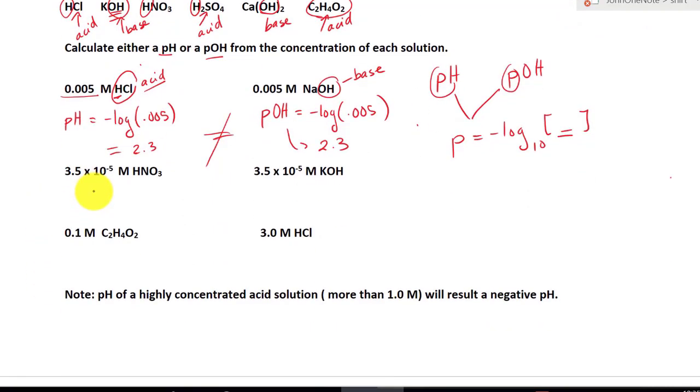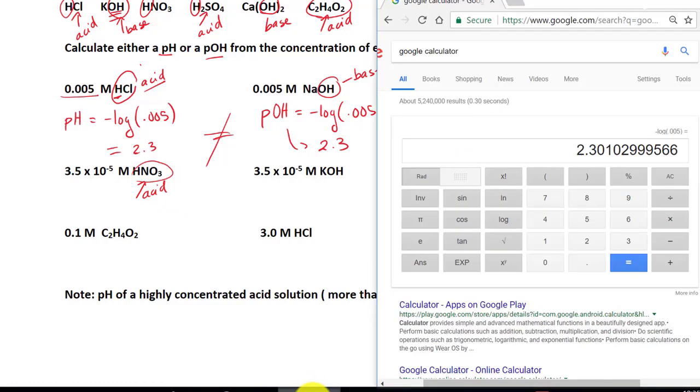Now, let's try a more complicated problem. Here we have the same thing, right? In this case, this one is not a base because it doesn't have an OH somewhere, so this must be an acid right here. And let's plug this into our calculator. How would I plug it into our calculator with scientific notation? So the same thing, let's erase this. I have negative log of 3.5, and what do we use to represent times 10 to the power of something? The exponent power, and it's negative 5, and there you go, we have our answer, 4.46.